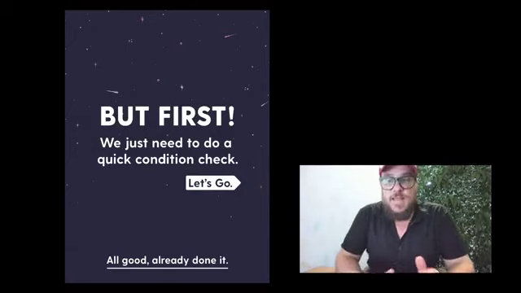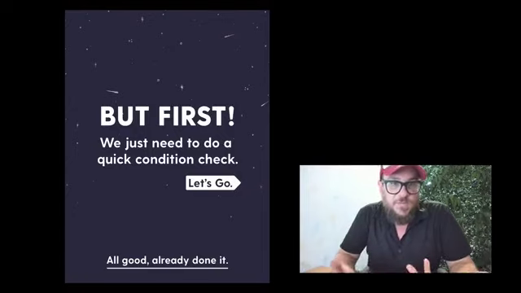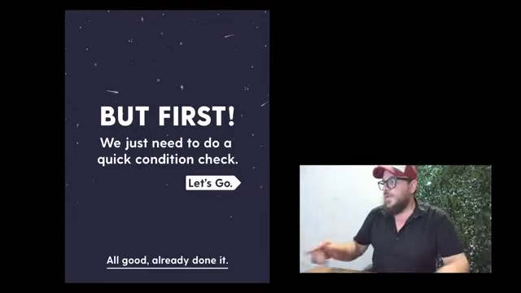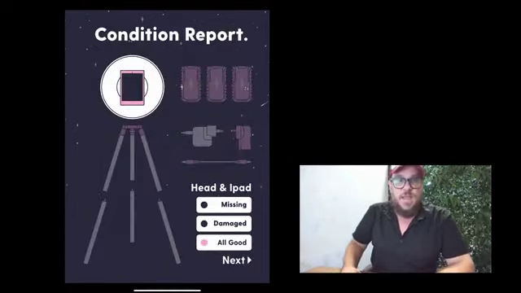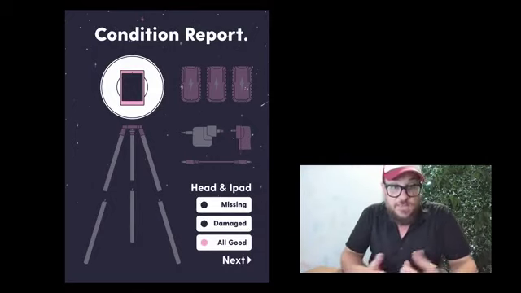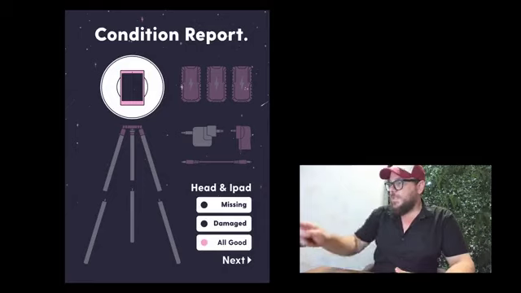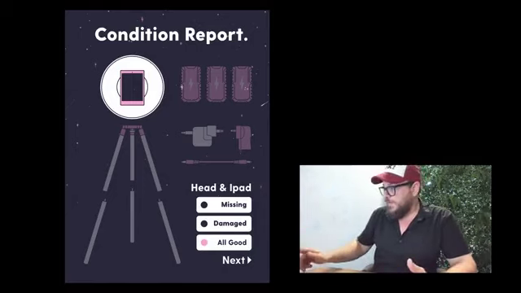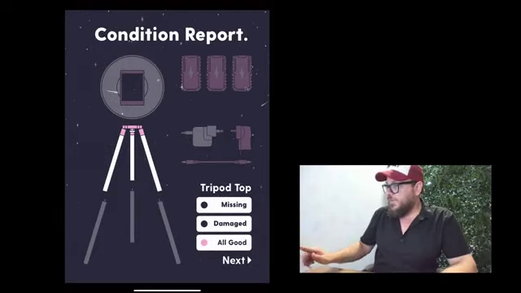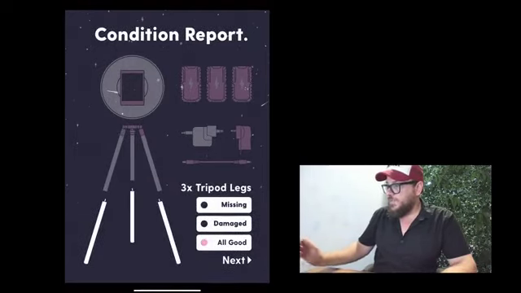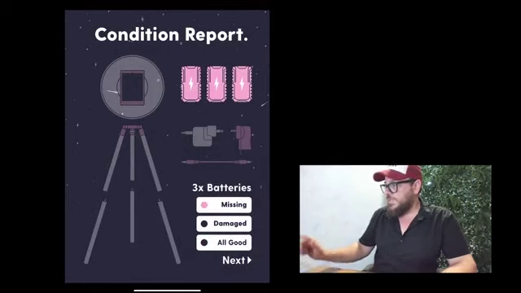So the next screen says, but first we just need to do a quick condition check, and they hit the Let's Go button. This is a survey we've set up in Breeze where we show the photo booth, and they have to say what condition each section is in. So the head is all good. The top of the tripod we could say is damaged. The bottom is all good. Batteries are missing.